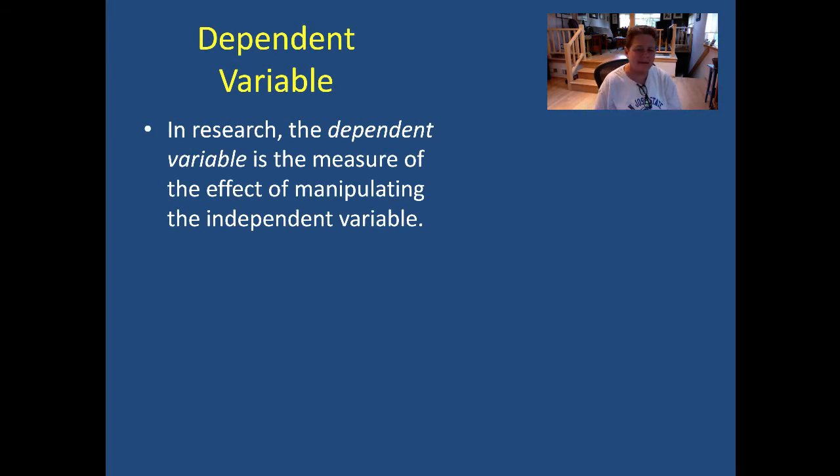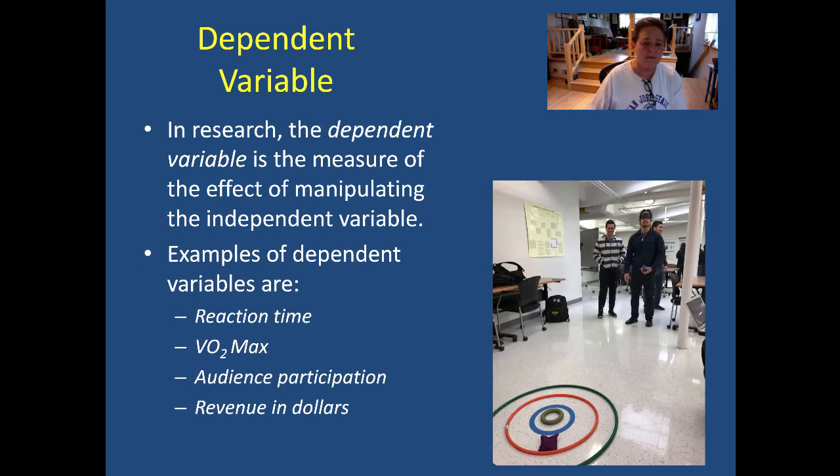The dependent variable in research is the measure of the effect of whatever that manipulation is. So I manipulate the conditions of practice, massed and distributed, and I want to see what those conditions of practice, the effect of those conditions of practice on the outcome, which would be the final exam. The final exam would be the dependent variable.